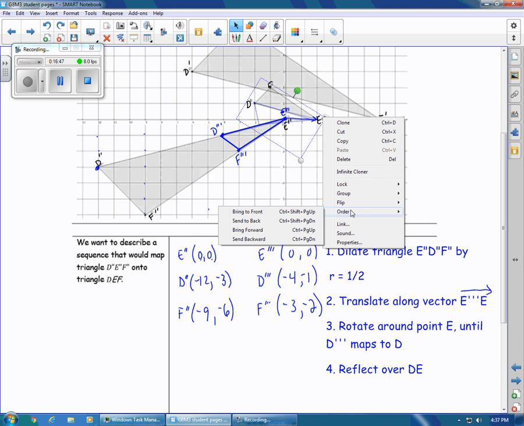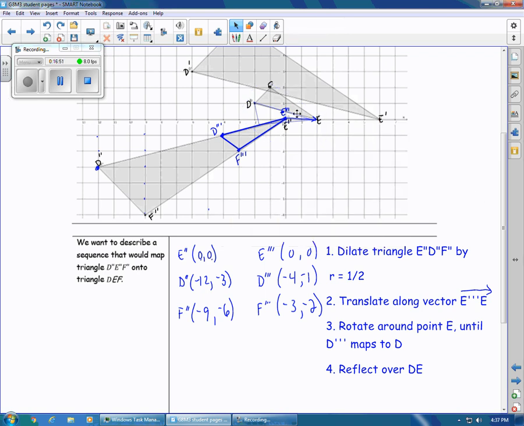I want to just reflect over DE. Hopefully you can visualize it, because I don't think this computer program is going to let me do it. So I got to draw them close together, and I'm doing that with my translation. Then I'm rotating around point E until D maps to D prime, or D triple prime maps to the original D, and then I reflect over that line DE, and then F will map to F prime.